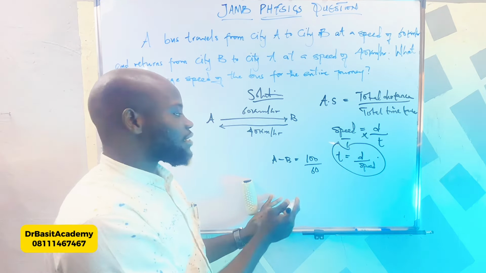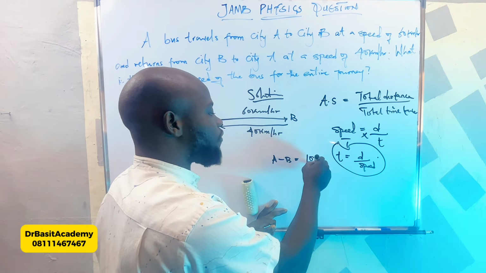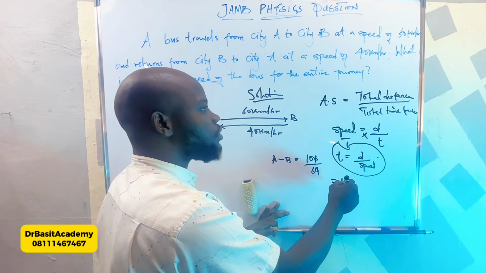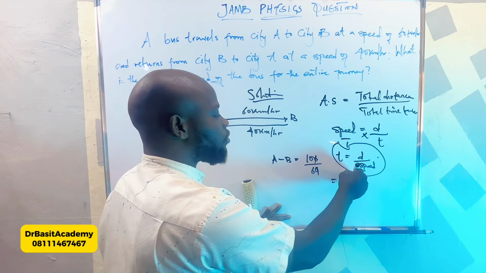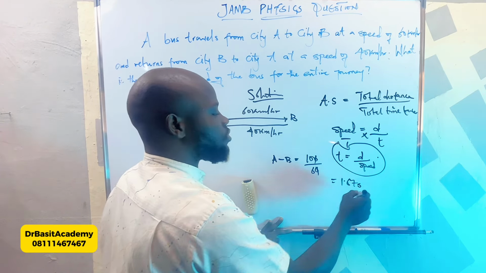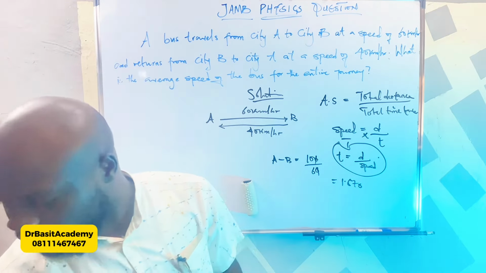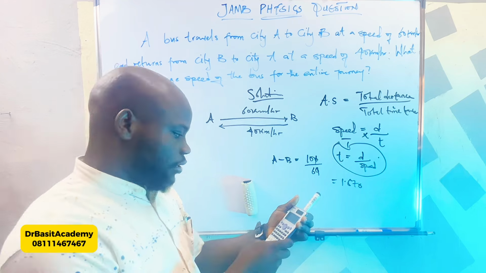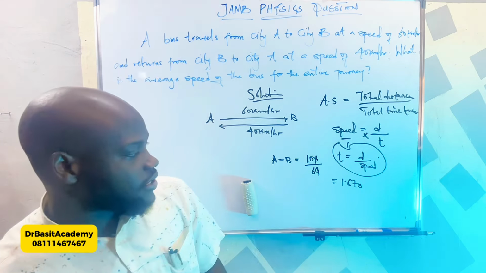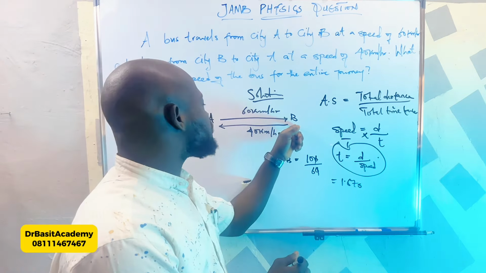Do you understand? Yes, it's 60. Then your answer, 100 divided by 60, this is what you have. Then 10 divided by 6 is equal to 1.67. 1.67 seconds. Right? So that's the time it took the car to move from point A to point B. Please, let's confirm it. 10 divided by 6. Yes, it's 1.67.